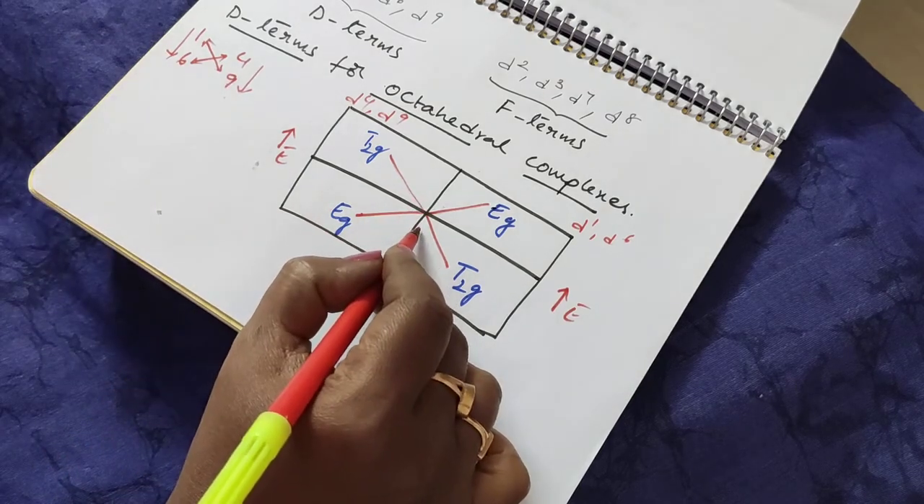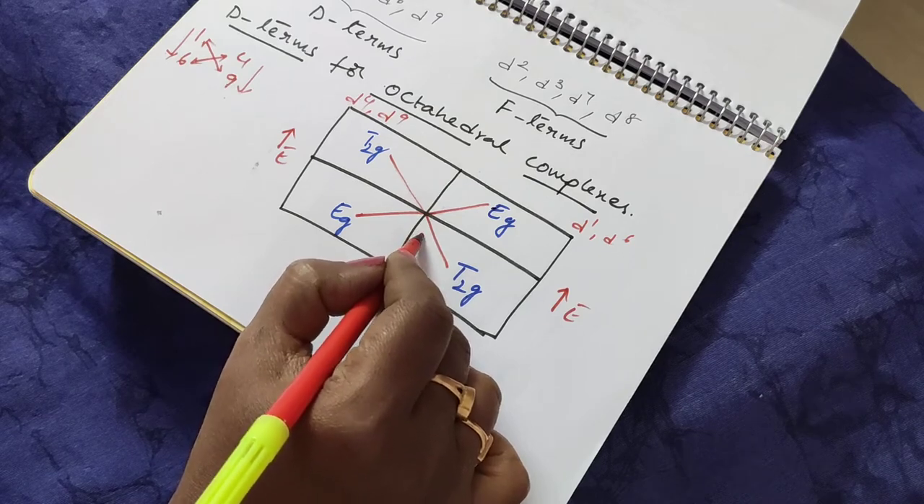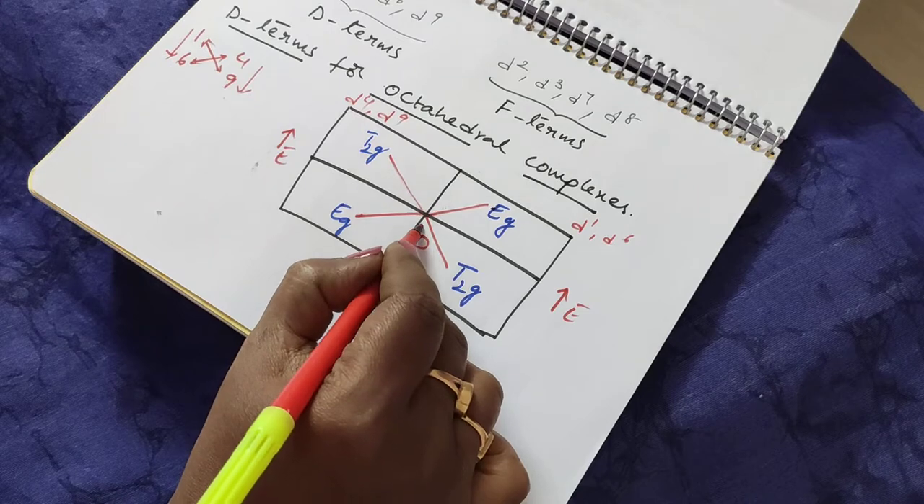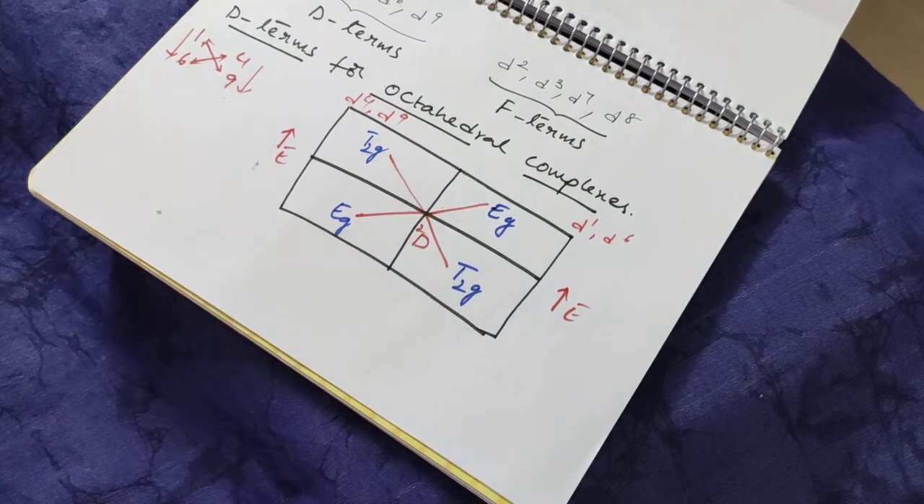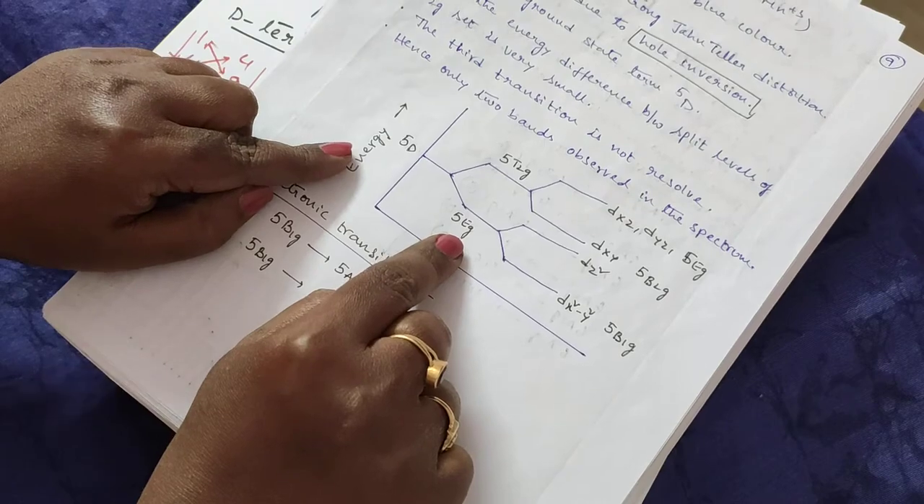So this is the ground state term, D2. So here we have to observe the diagrams of D1 and D4. So if you observe the D4, right, so this is the actual diagram of D4.